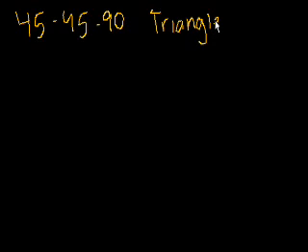Or we could say 45, 45, 90 right triangles, but that might be redundant because we know any triangle that has a 90-degree angle in it is a right triangle. And as you can imagine, the 45, 45, 90 are the degrees of the angles of the triangle. So why are these triangles special?